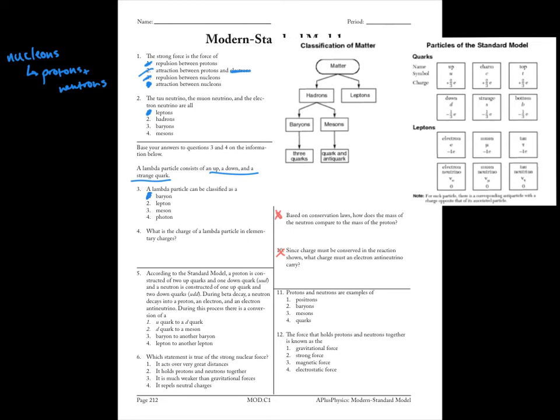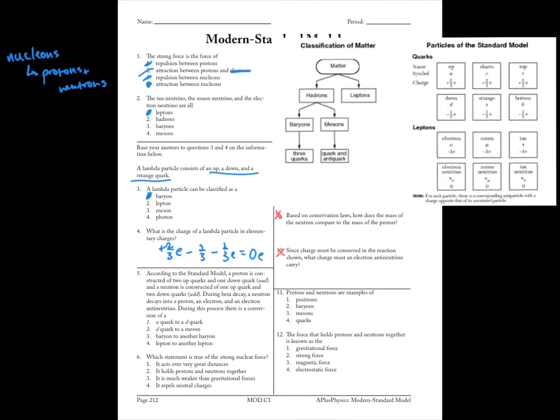What is the charge of a lambda particle in elementary charges? So we have to look at the 3 quarks, up, down, and strange. Up is positive 2/3, down is negative 1/3, and so is a strange quark. So positive 2/3 minus 1/3 minus 1/3 equals 0 E. That's our answer, 0. It's neutral.